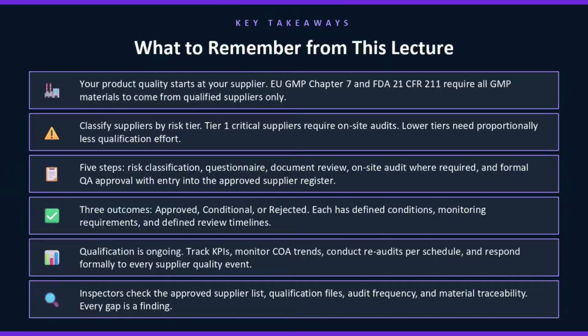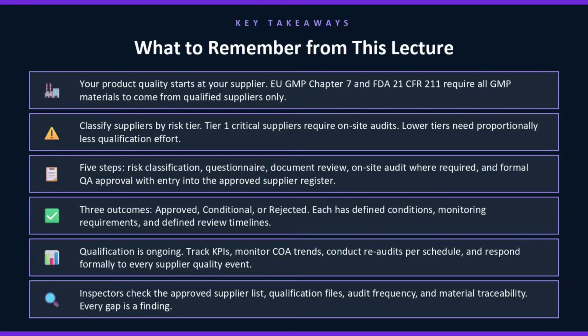Number 4. 3 qualification outcomes: approved, conditional, or rejected. Each has defined conditions, monitoring requirements, and review timelines. The decision must be formally documented and QA approved.